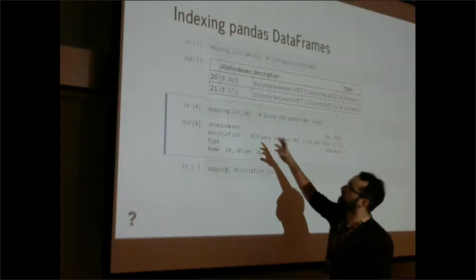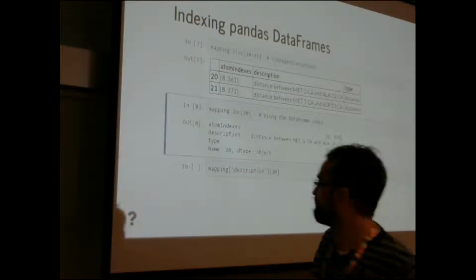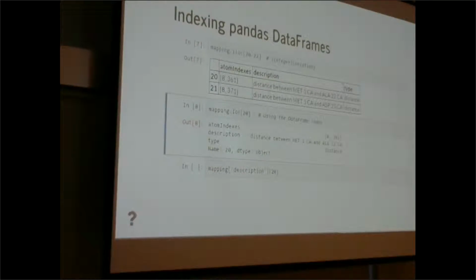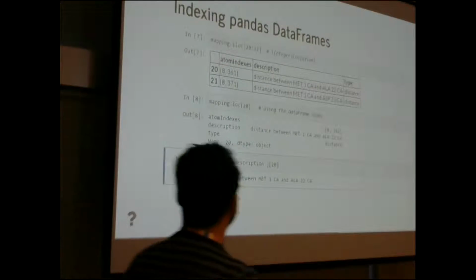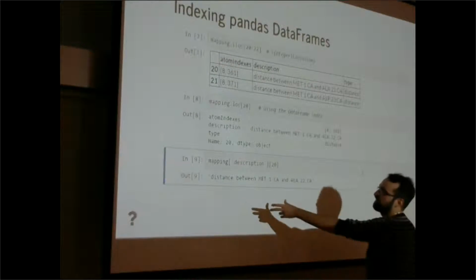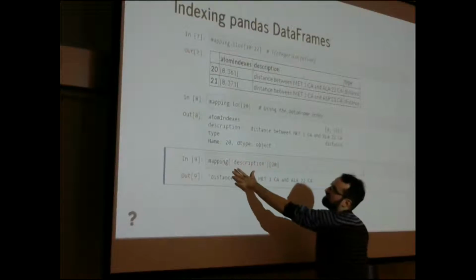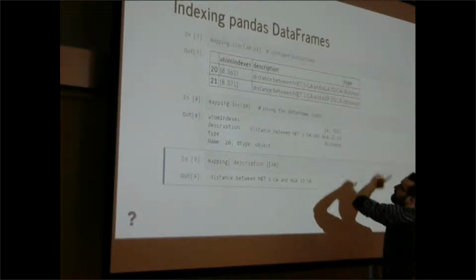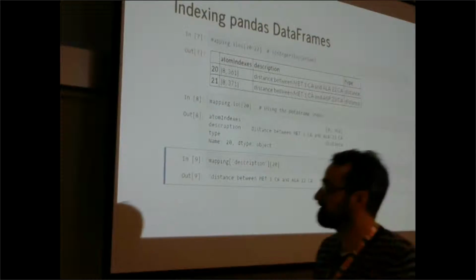Otherwise, the difference between iloc and loc, well, it's a detail, so maybe I'm not going to do that. And here, for example, you can get just the description of the mapping, specifically, instead of getting all the table, all the parts of it.